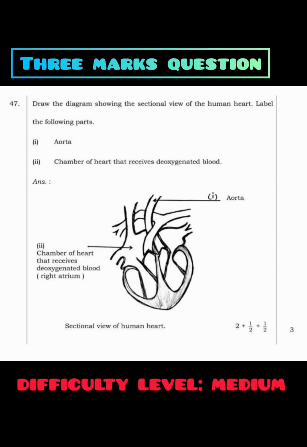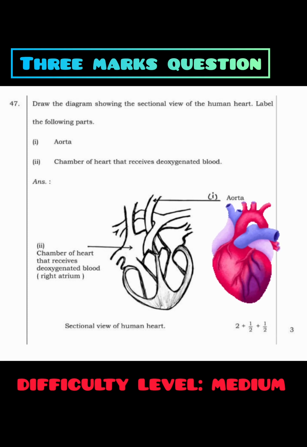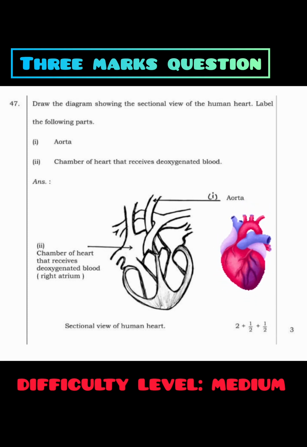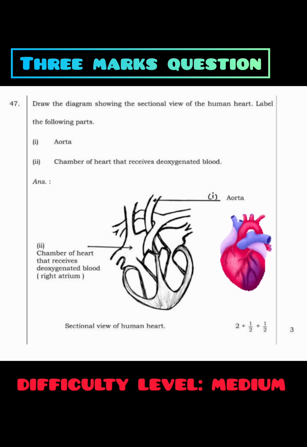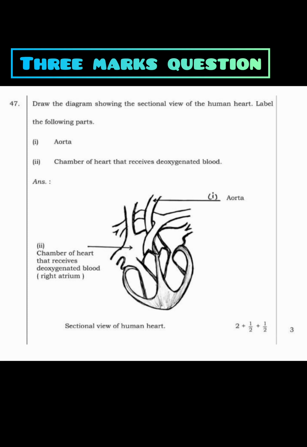Next diagram. Draw the diagram showing the sectional view of the human heart. Label the following parts. First, aorta, and second, the chamber of the heart that receives deoxygenated blood. First you have to draw a neat diagram of the human heart, and afterwards you have to mention here the aorta, and afterwards the chamber that receives deoxygenated blood, that is called the right atrium. Through the vena cava, the deoxygenated blood will enter the heart, so you have to mention it here.